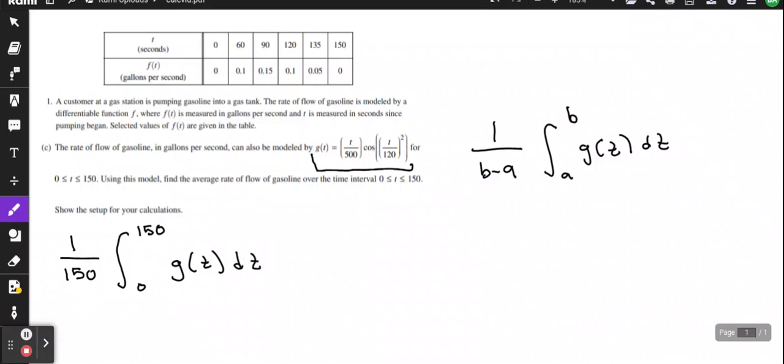And plugging this into our calculator will give us 0.0959, or you can round it as 0.096. And the unit is going to be gallons per second because we're finding the average rate of flow.